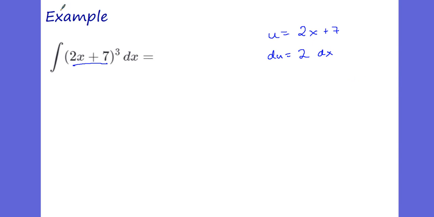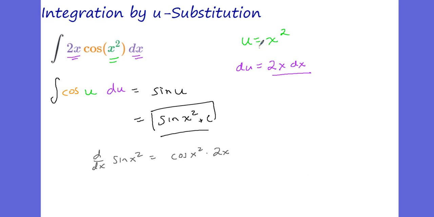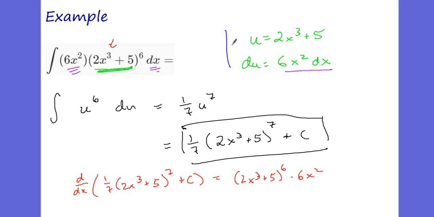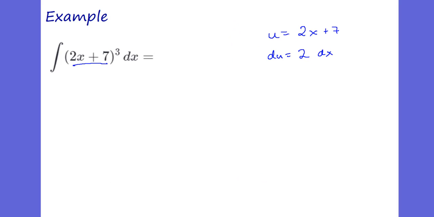2dx. Now, if you can see, in every single one of these problems, I did my little u thing off to the side. I do it the same way every single time. Now, you can see there's no 2dx here, is there? There's just a dx. So when I solve for dx, I have 1/2 du. 1/2 du. Now I can substitute.